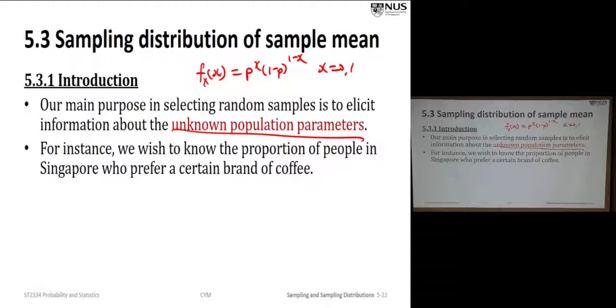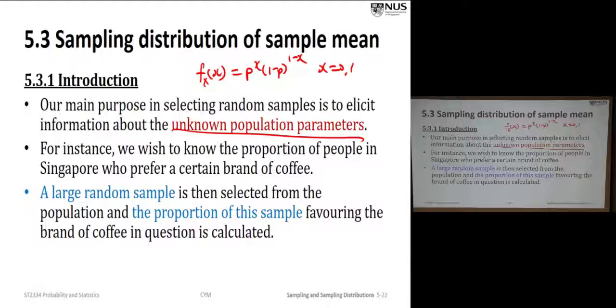All right. So I make sure that I have this whole list of Singaporeans, and then I select a subset from this list. Okay. A large random sample is then selected from the population, and then we look at the proportion in this sample favoring this brand of coffee. Then we use this proportion that we get from this sample to try to infer the proportion in the population. Remember, this is not the answer. This is how we guess. Or in statistics, we get an estimate. We guess based on this sample.